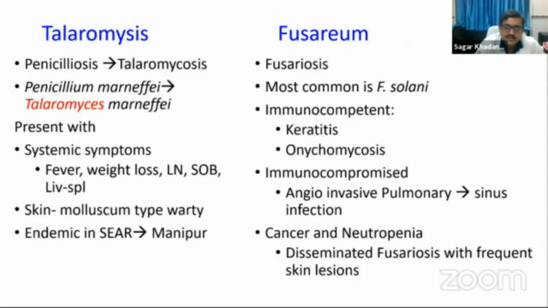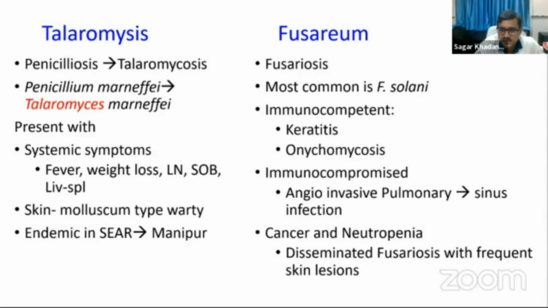Coming to other opportunistic infections like Talaromycosis and Fusarium. Earlier it was called penicilliosis, now it is called Talaromycosis. Talaromyces marneffei presents with fever, weight loss, lymphadenopathy, shortness of breath, usually with liver and spleen palpable. And Dr. Ines has shown you a picture of molluscum-type skin lesions, mostly on the face and neck areas. They are endemic in the Southeast Asian region, and in India, in the northeastern states like Manipur.